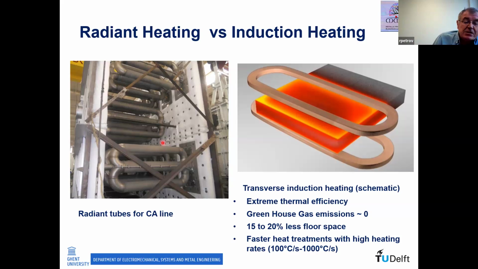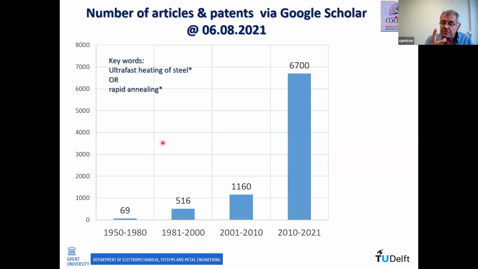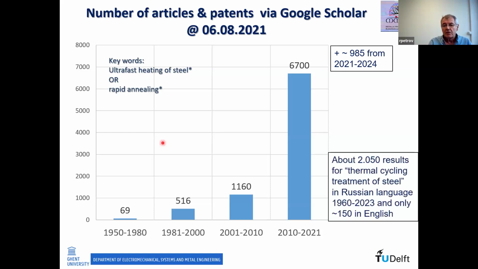Another question for me was, is this topic new or not? Some time ago, I made a relatively good study of what is published. You see, those are the numbers of papers on ultra-fast heating of steels or rapid annealing. I used only those keywords here, and this is until 2021. And then only in the last 3 years, we have around 1,000 papers more. So you see, just in 3 years' time, it means that this topic is a hot topic. People are interested more and more, and they really go there because of the advantages that I mentioned.